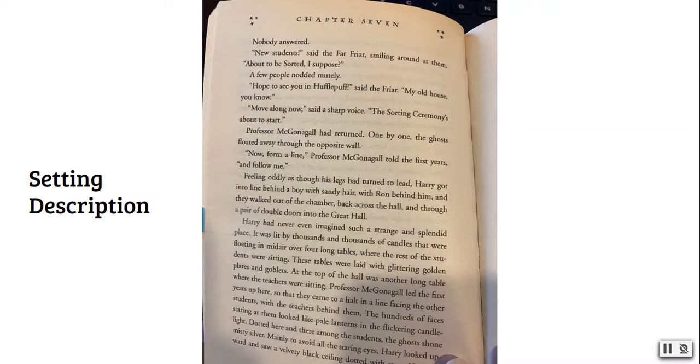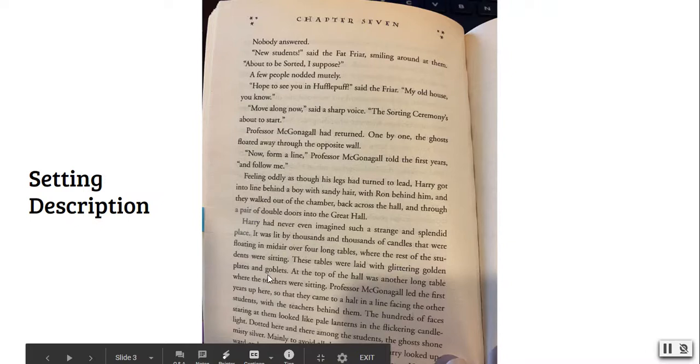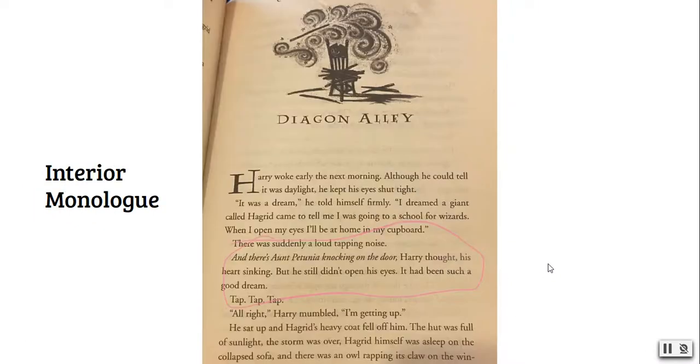So here you get a good sense of what the Great Hall looked like and how magical it felt to Harry the first time he walked in there. We also have some alliteration going on with glittering golden goblets. Like a little bonus feature there.